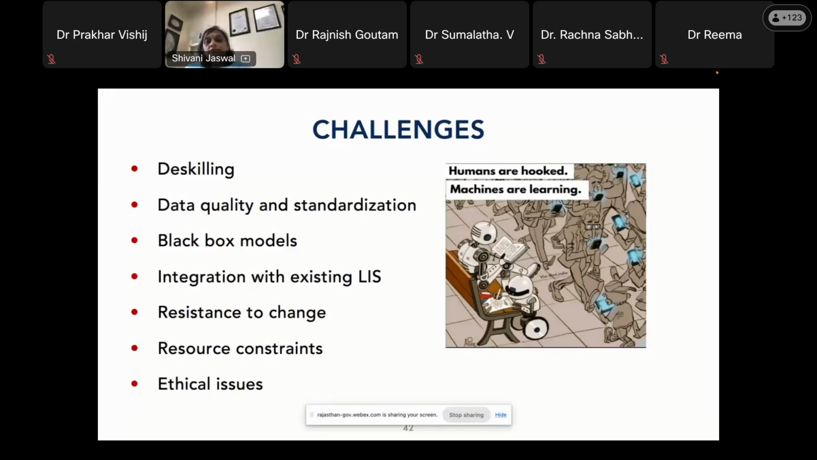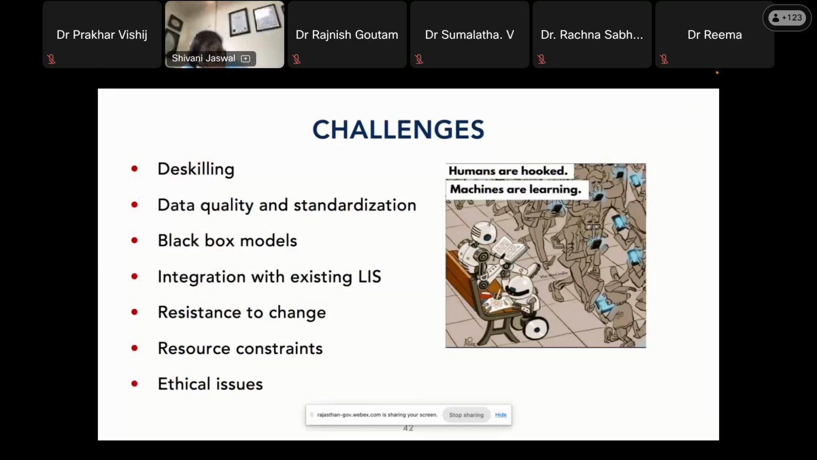Black box models are another challenge. This refers to certain systems where the internal workings cannot be easily understood, and it's very difficult to interpret them. How the model is processing or analyzing the data, or how it is making a prediction, is not known. So what you get out is something which we are not able to understand. Using these models, we have to be very careful to validate the results before we put them into practice. Again, integrating these systems with our existing lab information systems will be a challenge.